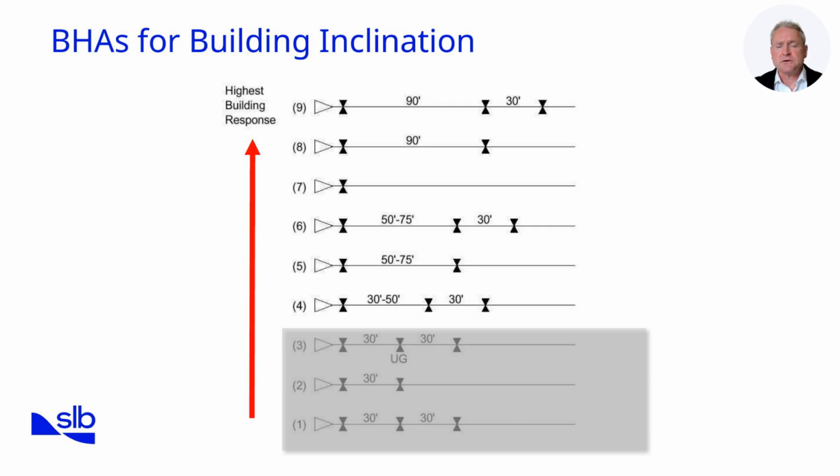The strongest build response comes when the second stabilizer is positioned about 90 feet from the bit, with a third stabilizer placed relatively close behind. In this configuration, the sag that develops to the right of the second stabilizer is counteracted by the third stabilizer, which enhances sag to the left, and that results in a higher build rate. So the takeaway is that both stabilizer gauge and spacing are key levers in controlling the build-up response of a BHA.